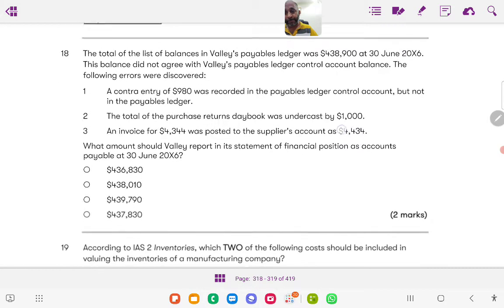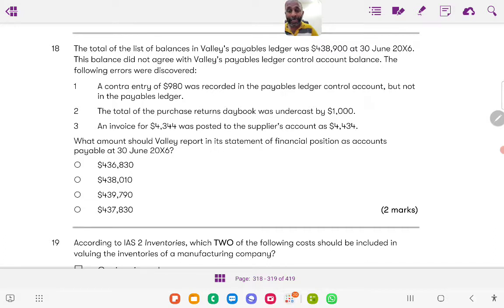The next question. Question number 18. The total of the list of balances in B Company's payable ledger is 438,000 at 30 June 2016. Whereas this balance did not agree with B Company's payable ledger control account balance, the following errors were discovered.